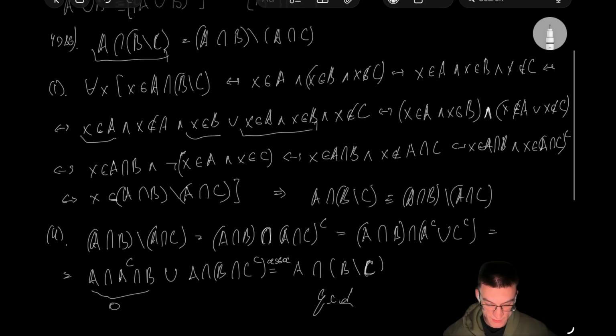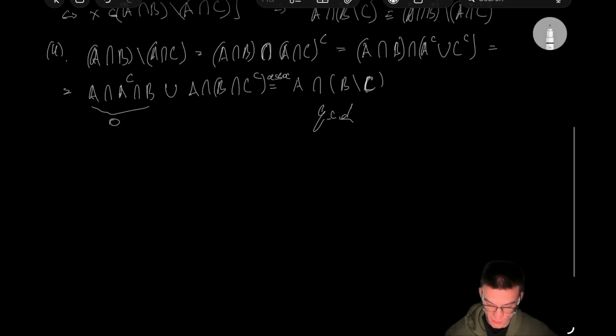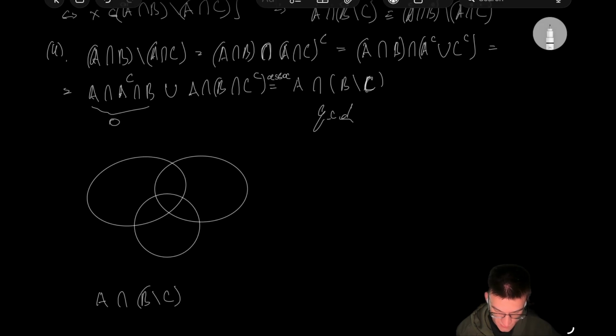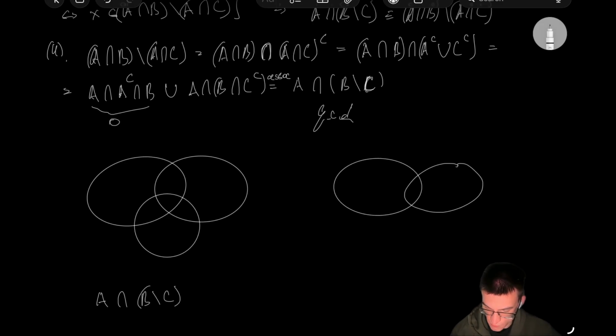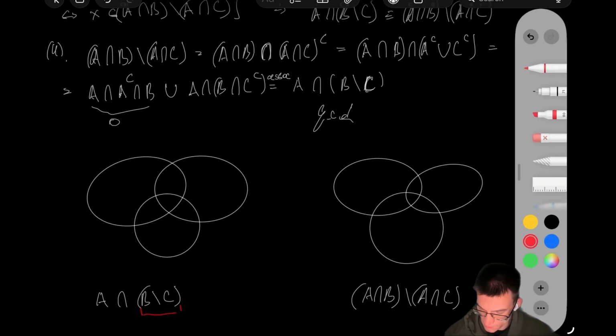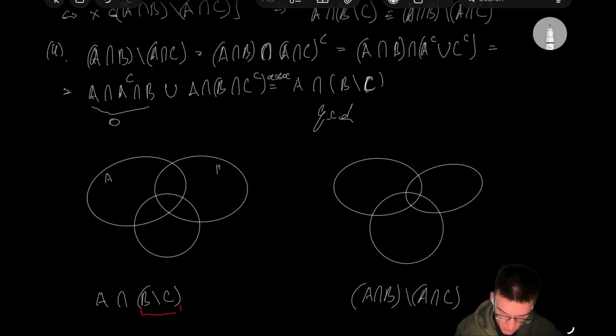But let me visualize this to make it more explicit. We can depict three sets using Venn diagrams. This is the first part, A intersection (B minus C), and the second part is here, the Venn diagram for the second case, (A intersection B) minus (A intersection C). There are two parts. Now let me highlight them. Let me denote that this is A, this is B, and this is C.